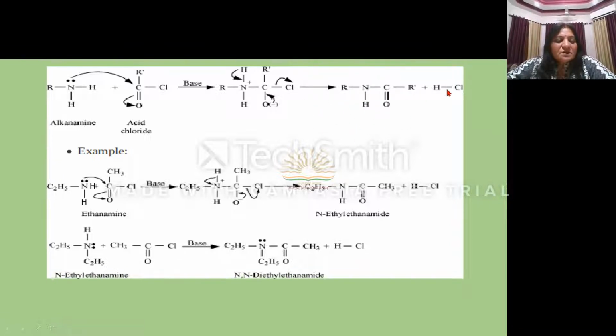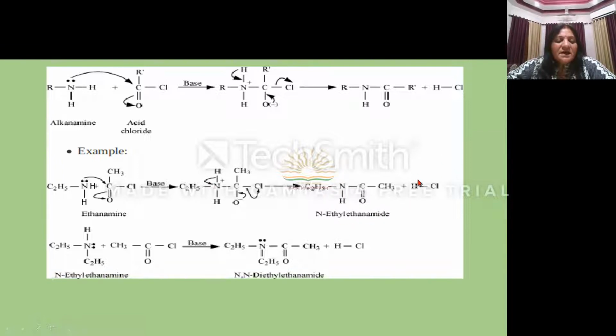Here, this is ethanamine, a 1 degree amine, reacting with ethanoyl chloride. The common name is acetyl chloride. Ethanoyl chloride in the presence of a base: this substituted intermediate product is formed, and finally N-ethyl ethanamide is formed with the liberation of HCl.